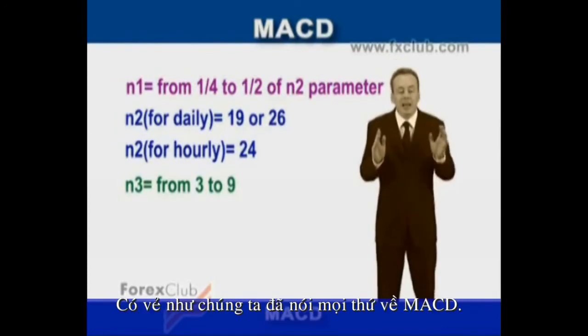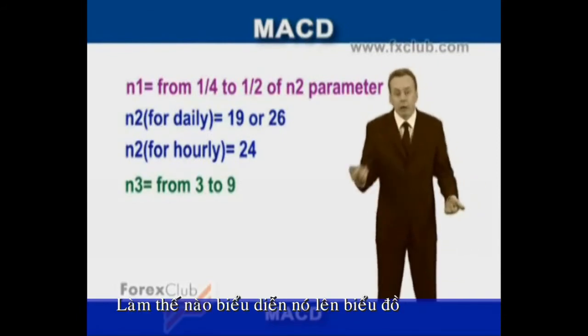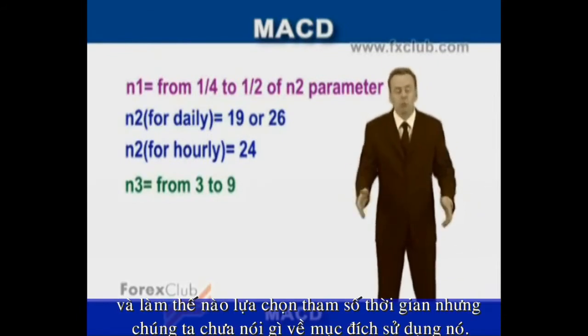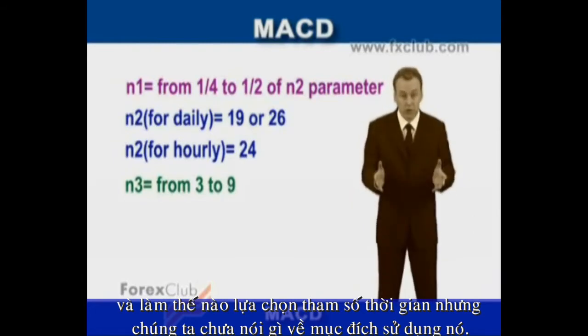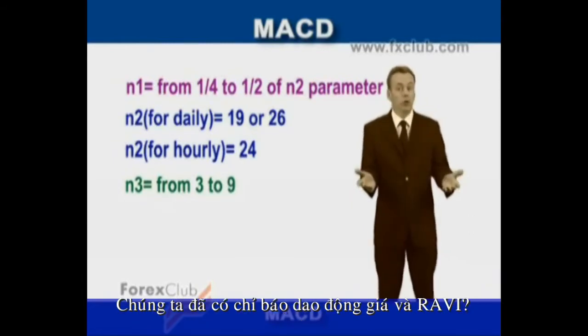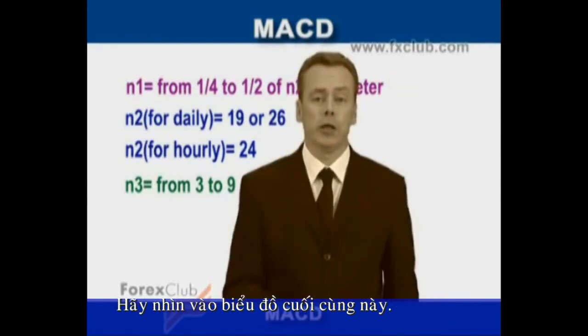It seems we've said everything about MACD, how it's plotted and how to select the time parameters, but we've said nothing about what it's for. Don't we already have price oscillator and RVI? Let's look at the last chart.